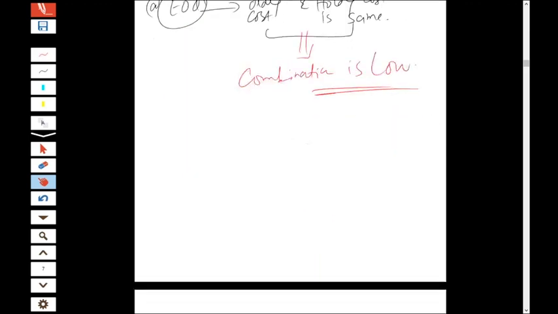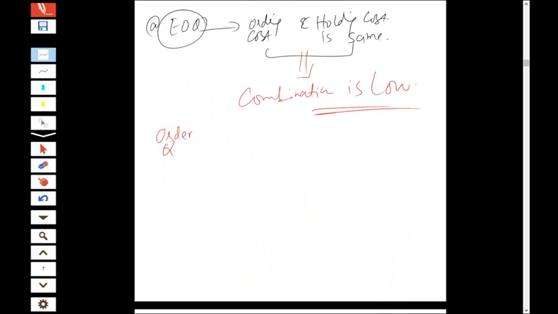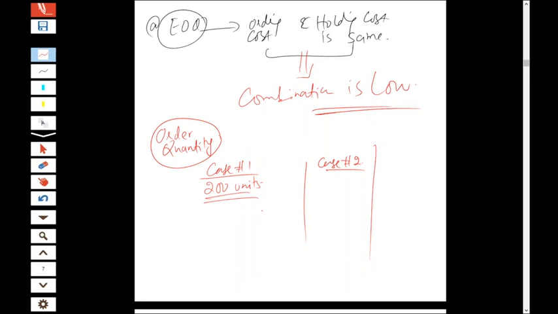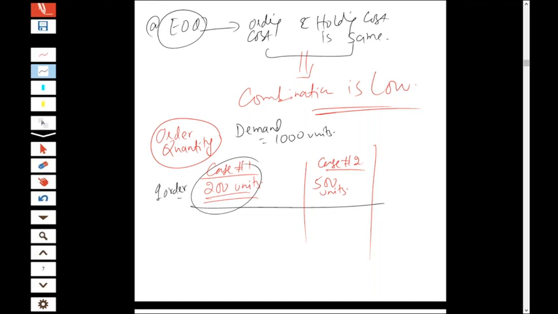Okay, now see that, assume that your order quantity, I'm making two cases, case number 1 and case number 2. For example, your order quantity is 200 units, and case number 2, your order quantity is 500 units, and your collective demand is 1000 units. So if this would be the case number one, that means one order is equal to 200 units and one order is equal to 500 units. Here you will be placing 1000 divided by 200, that means 5 orders, and here 1000 divided by 500, that means only 2 orders.